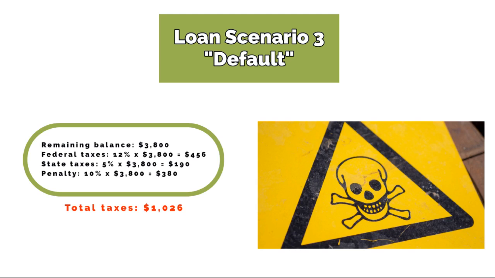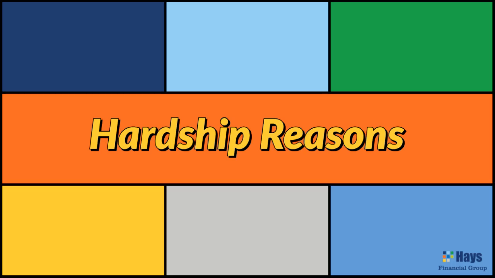Taxes and that penalty can be avoided by paying a loan off in full, but with our next option, the hardship, that's a permanent withdrawal, and it's subject right away to the taxes and possible penalty. But before you even worry about how much you will owe in taxes and a penalty for a hardship, you first have to determine if your plan allows them and does your situation qualify. There are specific reasons that are designated as hardship reasons.